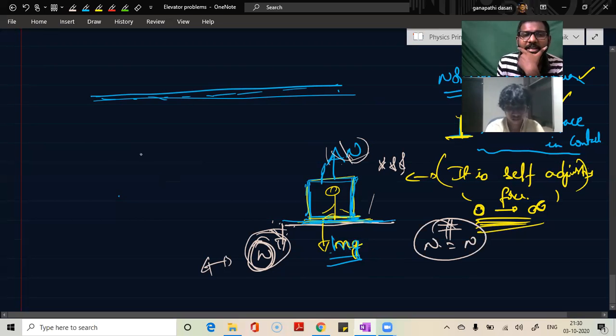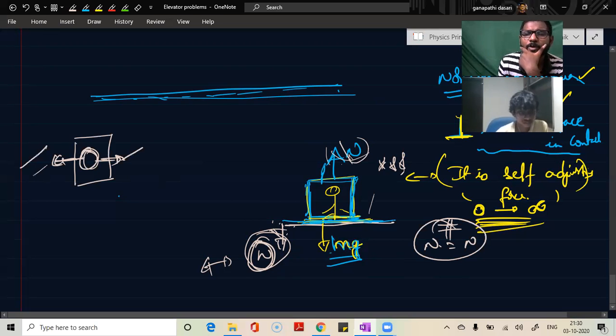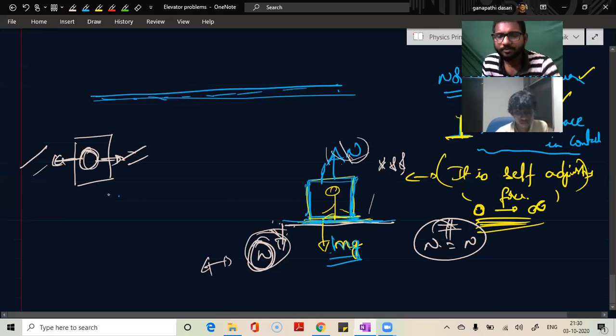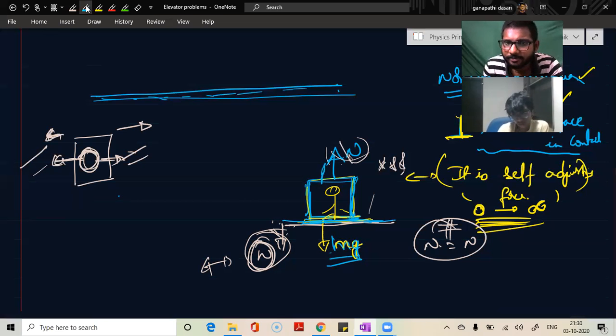If I keep a ball here, and you and I are both trying to pull this ball in opposite directions, but the ball is at rest, that means whatever forces we both are exerting cancel to zero. Because we are exerting two forces in opposite directions on the same ball. Did you get this point or not? You tell me.